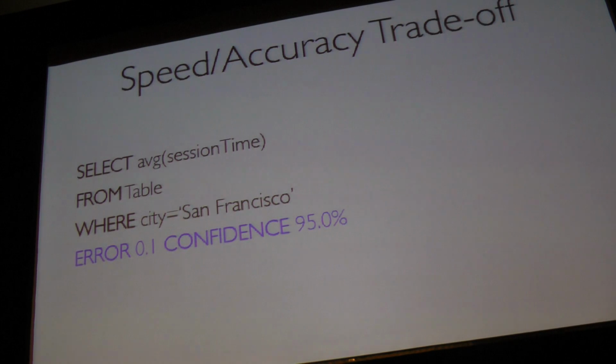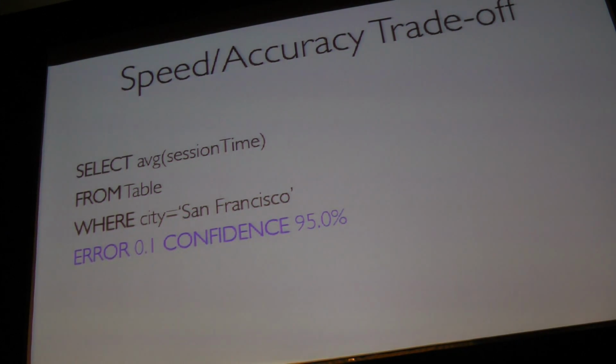Finally, we also allow the user to add an error bound to the query, which is to say that the user can now specify some accuracy that he wants for the answer. Based on this, BlinkDB would return the fastest possible answer that satisfies those accuracy criteria.